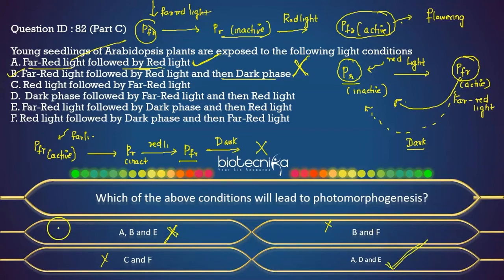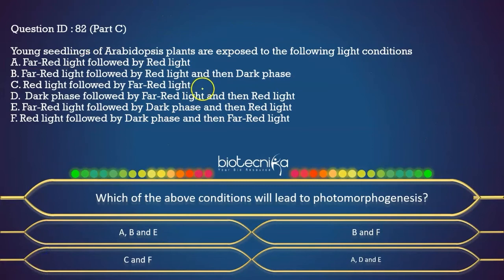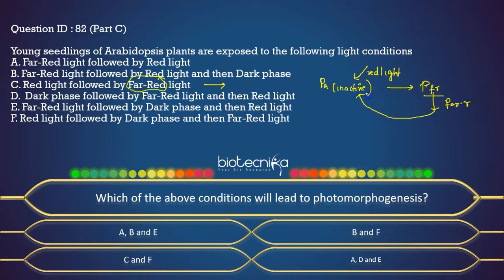But let's check the rest of the options. So the third option is red light. So who will absorb red light? PR. So PR is inactive. So PR is going to receive red light and now it will get converted into PFR. Now PFR will absorb which light? Far red light. If they absorb far red light, it will again get converted into PR, which is inactive. If they are inactive, no seedling, or we can say there is no flowering happening. So this statement goes wrong. So we can choose only the first statement. Second statement is wrong. Third statement, yes, dark phase.